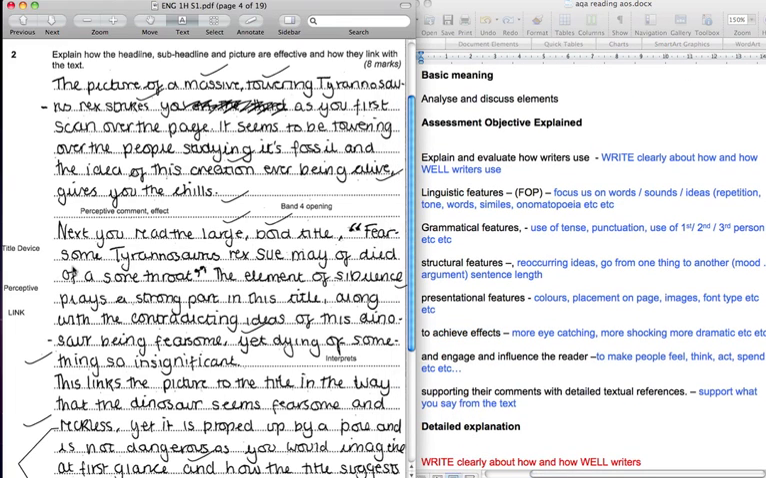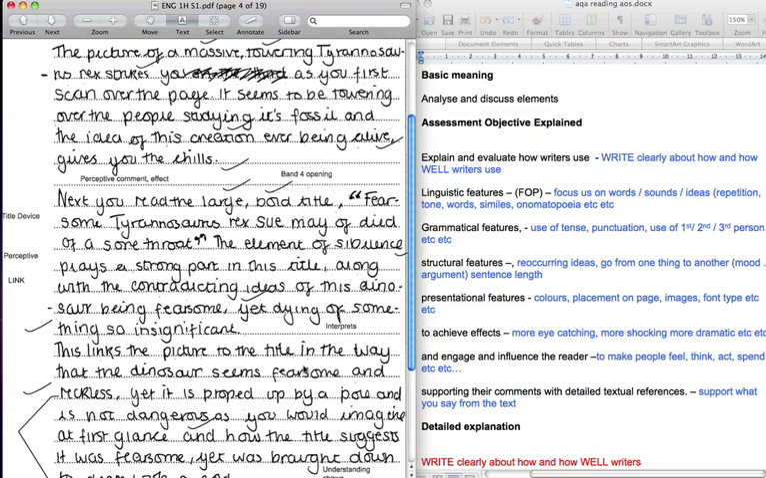for this question. So yes, the examiner's given it obviously title advice, and he said this is a perceptive point, and he's also made the link, the title, with the contradicting the idea of the dinosaur being fearsome, and that's been well linked and well interpreted. This links to the picture.